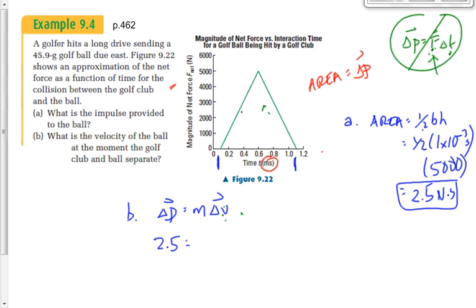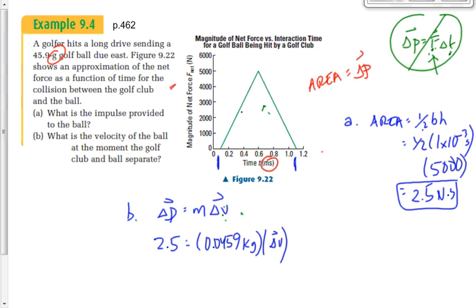We got the mass, I probably should have circled that as well, right? 0.045 kilograms times delta V. Oh, wait. Do I have the right impulse?